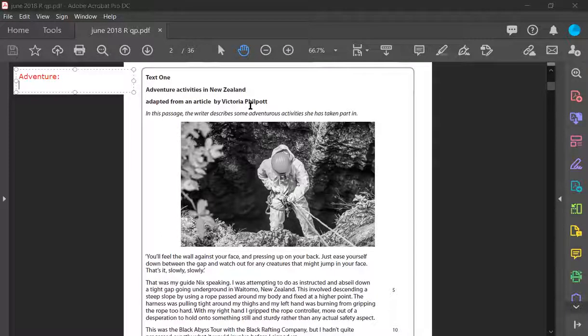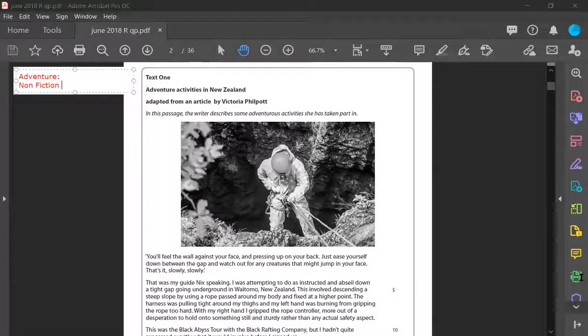Now, in English, P and H together will always sound like F. So it's adapted from an article by Victoria Philpott. Since it says adapted from an article, we know that this is nonfiction. Why? Because this is an article, right? Immediately the question will come to our mind, what kind of an article is this? What kind of a nonfiction text is this?